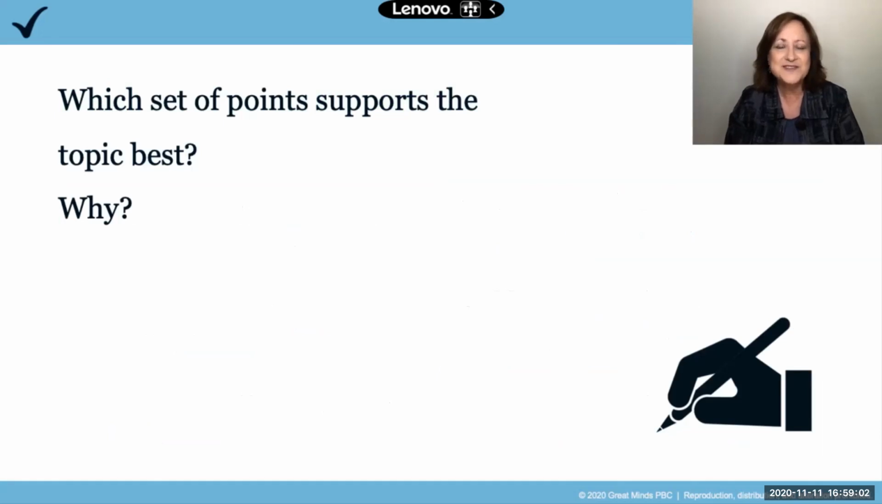Please pause here to grab your journal and your pencil, and I'd like you to jot these 2 questions in your journal. Pause here to gather what you need and to jot the questions, and then just hit play when you're ready to continue.